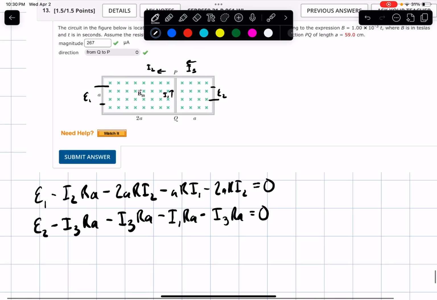Now finally, we will use the junction rule to make our third equation to make things easier for ourselves.